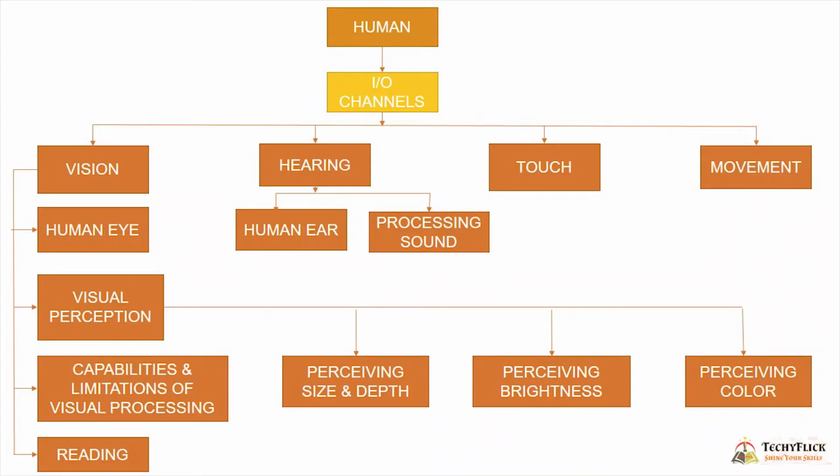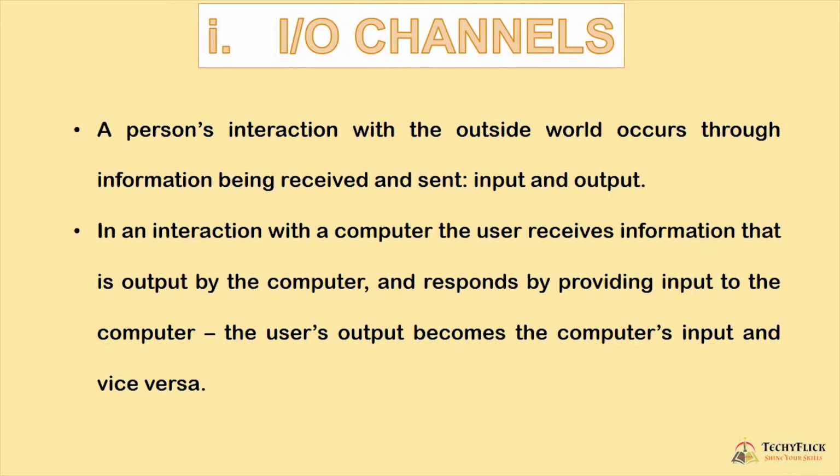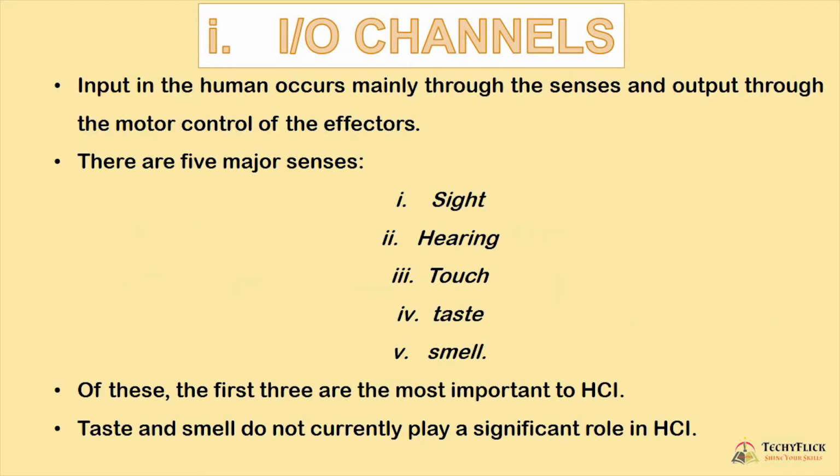Next, input-output channels. A person's interaction with the outside world occurs through information being received and sent, that is, input and output. In an interaction with a computer, the user receives information that is output by the computer and responds by providing input to the computer. The user's output becomes the computer's input and vice versa. Input in the human occurs mainly through the senses and output through the motor control of the effectors.